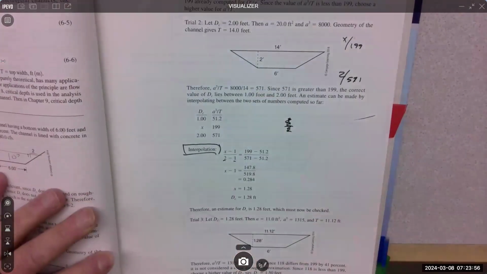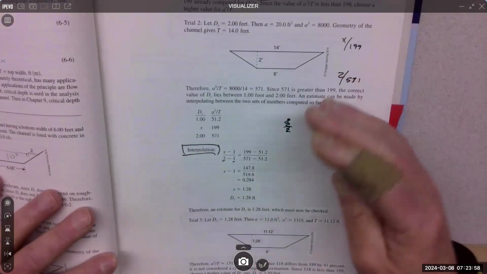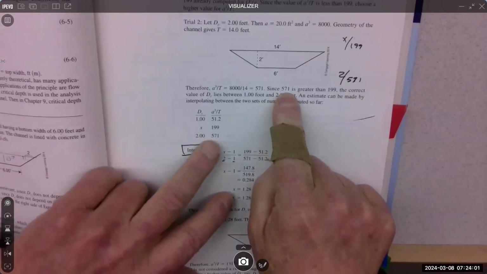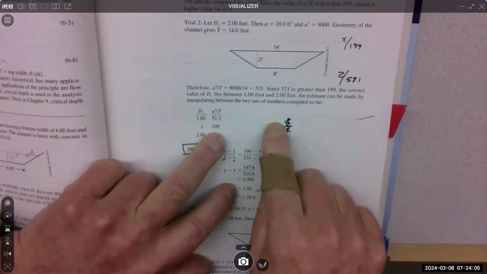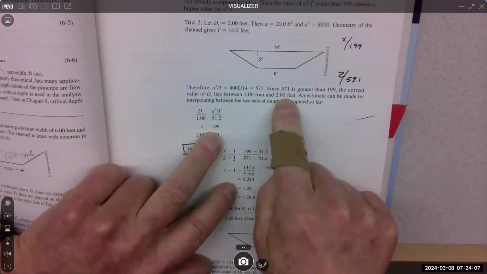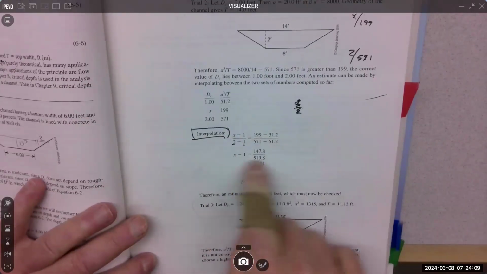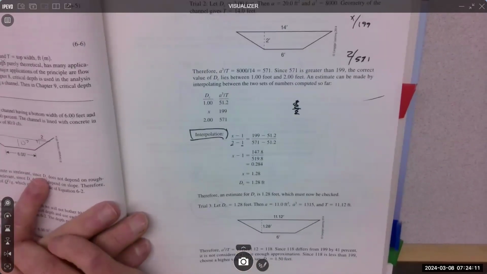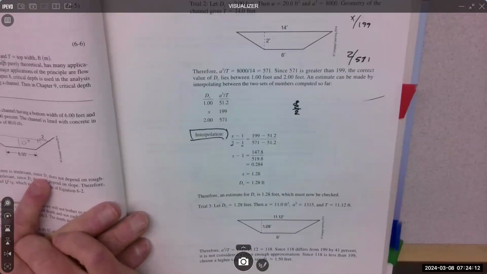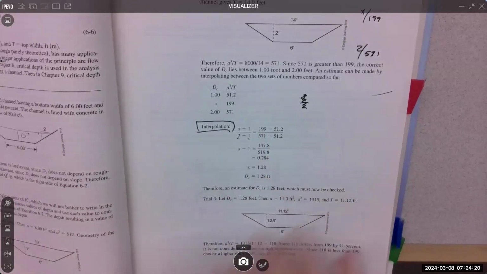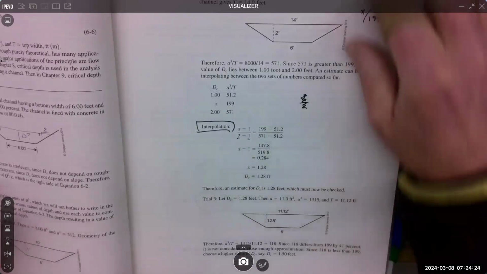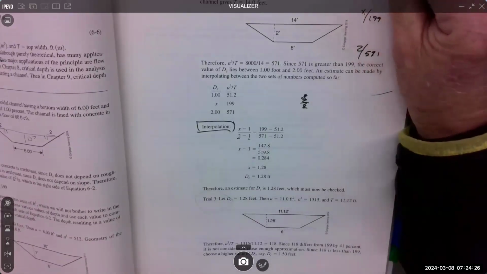Since it became larger than the 199, we know that the correct answer is between the 571 and the 199, right? So then they do the interpolation. If you don't remember interpolation, this is the equation that does it for you. And then you can interpolate between the two, and DC equals 1.28. Pretty inaccurate method, I think, but it does work. And that's how they go about it in this book. That's a non-calculus way of doing it.